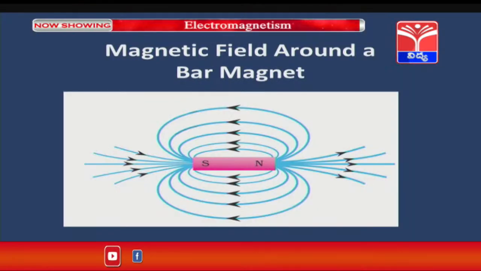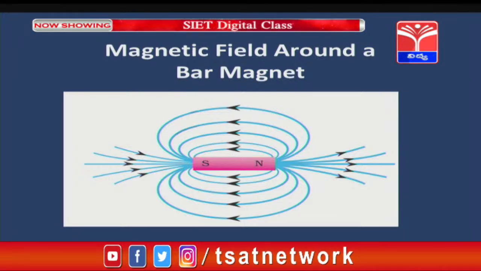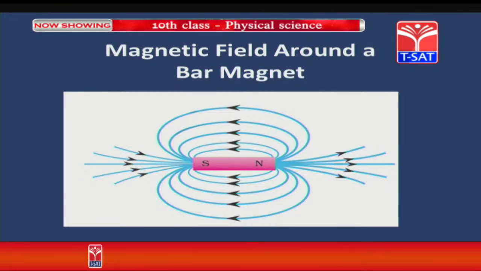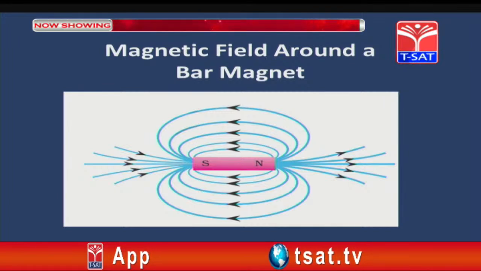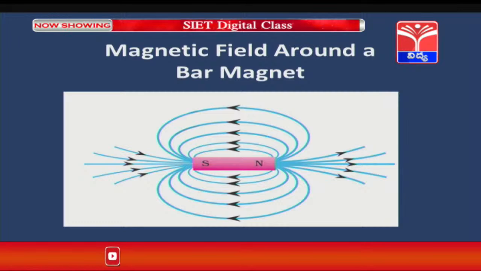The magnetic field around a bar magnet is as shown in the figure. The magnetic lines of force will come out of the north pole and enter the south pole outside the bar magnet, whereas the magnetic lines will be from south pole towards north pole inside the bar magnet.